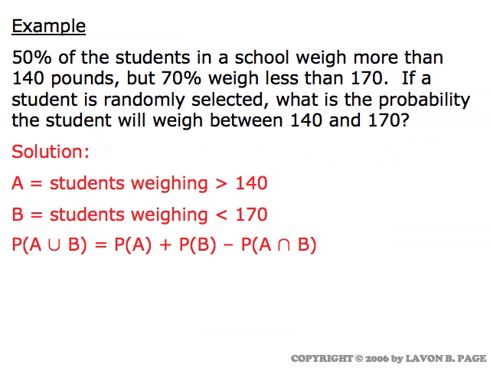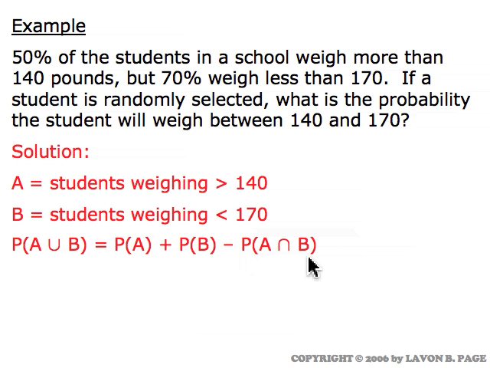Let's try to put down mathematically some of this information. Let's think of A as being the event consisting of all the students who weigh more than 140, and B, all the students who weigh less than 170. And let's think what the significance of this equation is in this context. What does A union B represent? It would be all the people who either weigh more than 140 or else weigh less than 170.